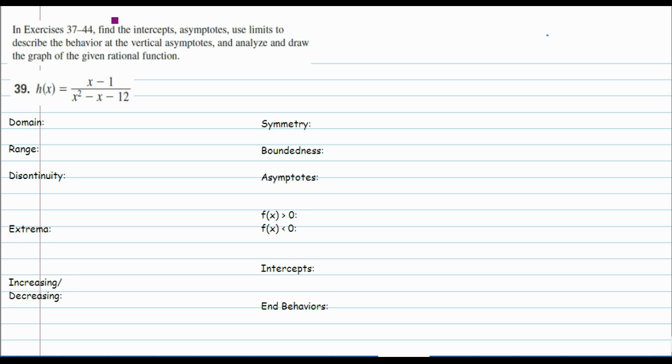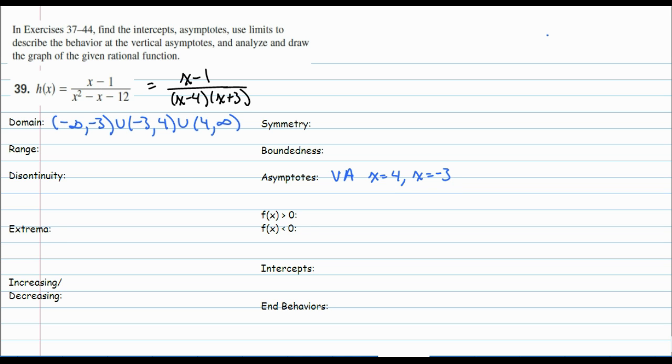So first, factoring out. I have x minus 1 in the numerator. In the denominator, x minus 4 times x plus 3 would multiply out to be x squared minus x minus 12. So that means -3 and +4 need to be left out of my domain. Since +4 and -3 only make the denominator 0, they are both vertical asymptotes and also infinite discontinuities. Speaking of asymptotes, the degree in the denominator is higher than the numerator, so the horizontal asymptote is y equals 0.